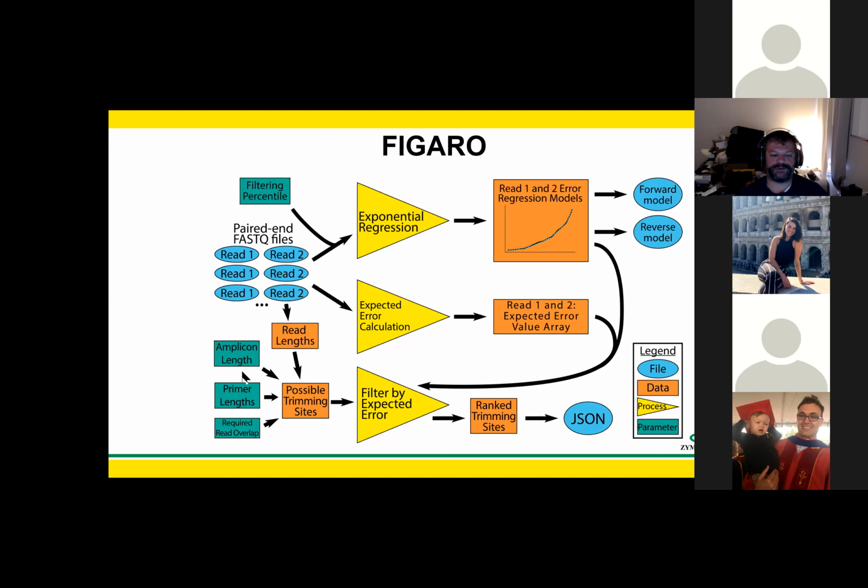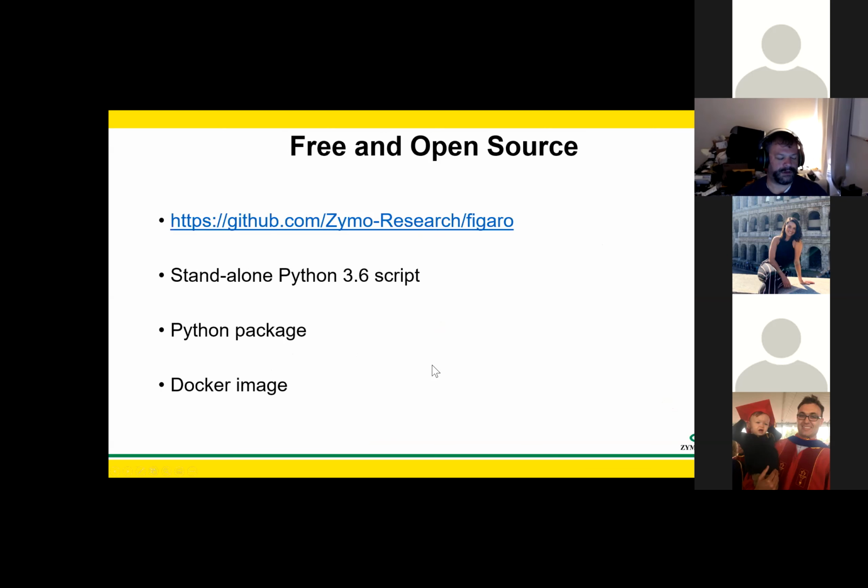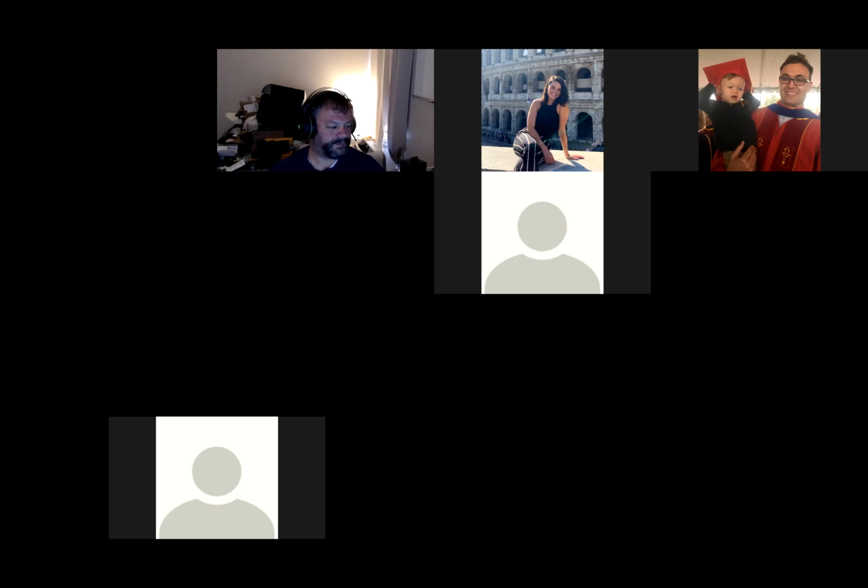The things that it absolutely needs put in are the amplicon length and the primer lengths. The required overlap has a default value, so you don't absolutely have to put that in. And it needs a set of reads to operate on. So we're going to run that in a few minutes. All right, so I can terminate that one and go back to the normal slideshow.